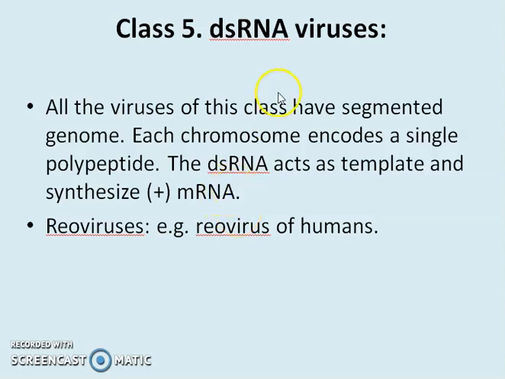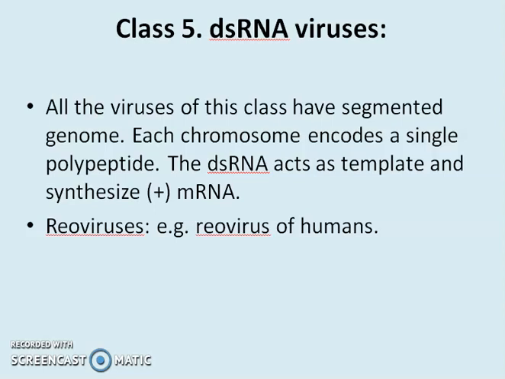That is, this is double-stranded RNA. This double-stranded RNA synthesizes the mRNA. And another feature I already told you, they have a segmented genome. Each genome segment produces its own mRNA. Examples of this category are reoviruses. An example is reoviruses causing infection in human beings.